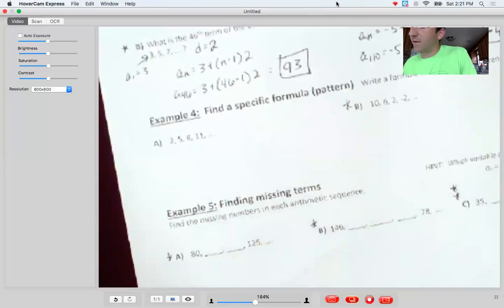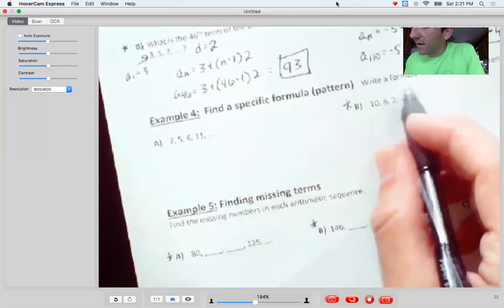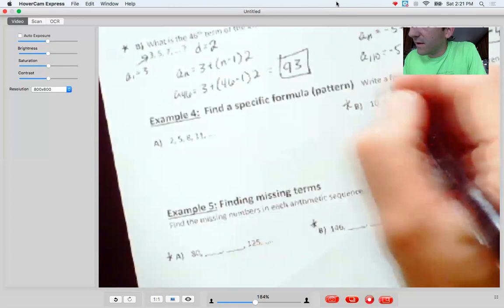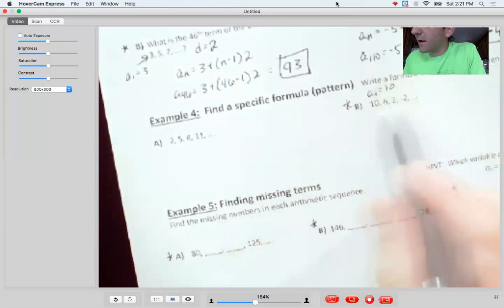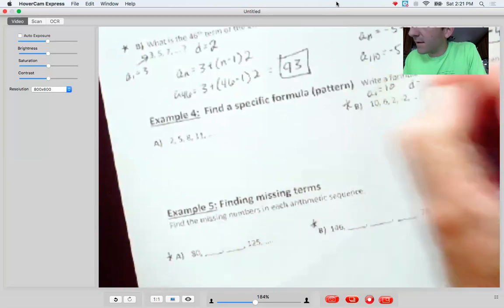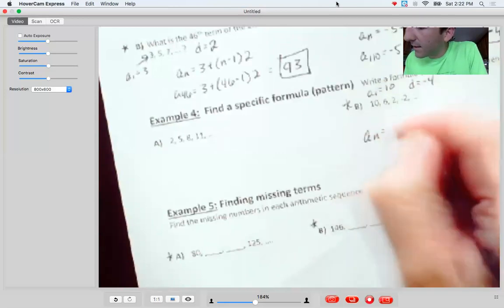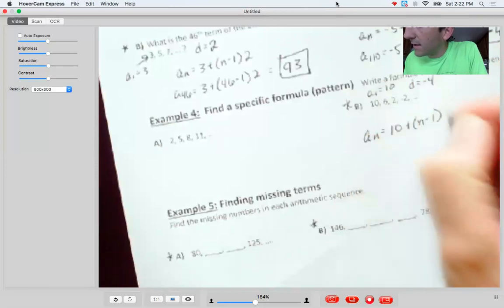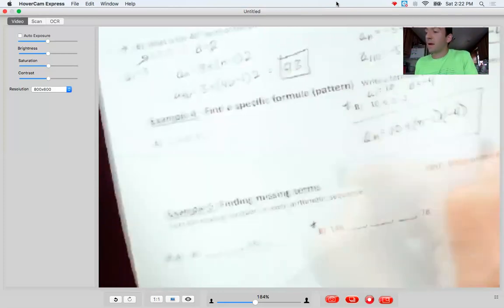And so if it just wants the formula, I'll just go ahead and do this. If it wants an explicit formula here, you do what we were just doing. Identify a sub 1 equals 10. We're decreasing by 4 each time, so our common difference is -4. So our answer here would be the formula: a sub n equals 10 plus the quantity n minus 1 times -4. That's all they're asking for if they want the formula.